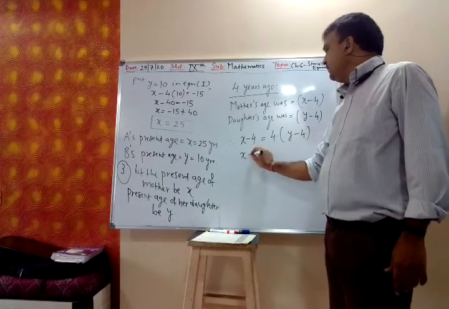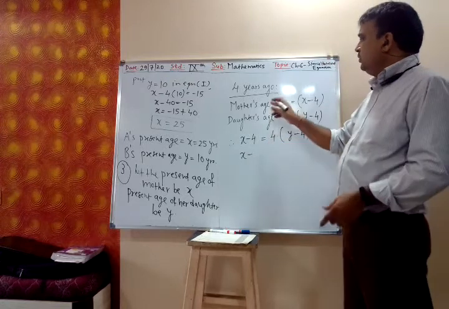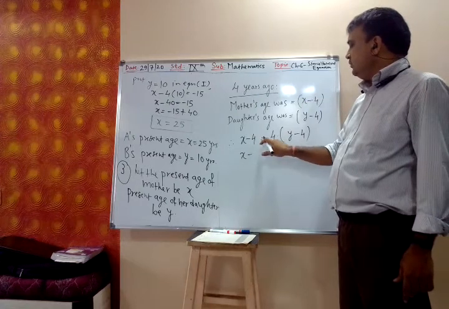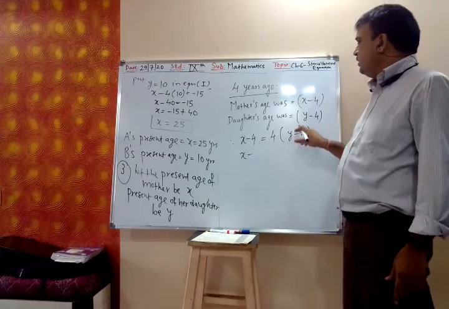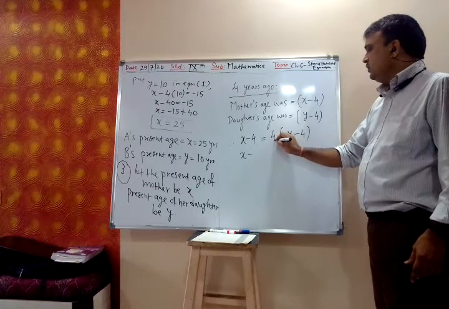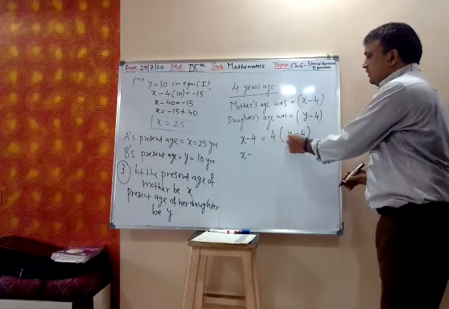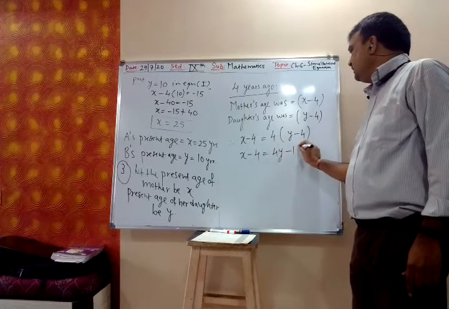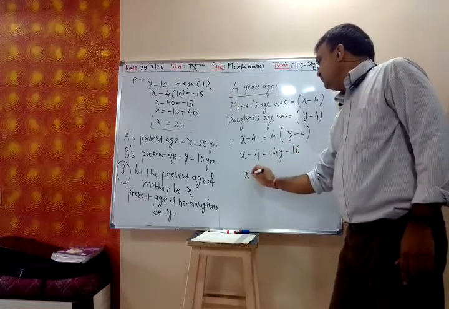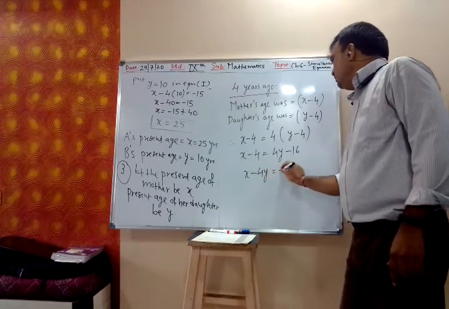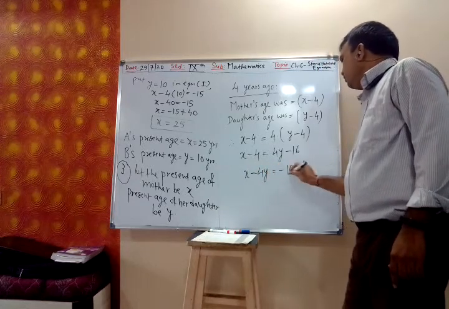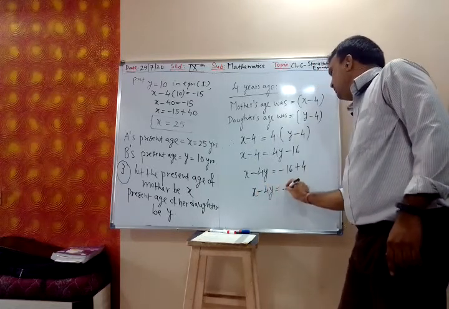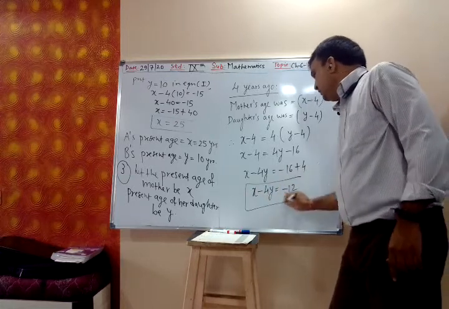4 years ago, mother's age was x minus 4, and mother's age was 4 times the age of the daughter. So x minus 4 is equal to 4y minus 16. So x minus 4y is equal to minus 16 plus 4. Take 4 to the other side. So x minus 4y is equal to minus 12. This is my equation number 1.